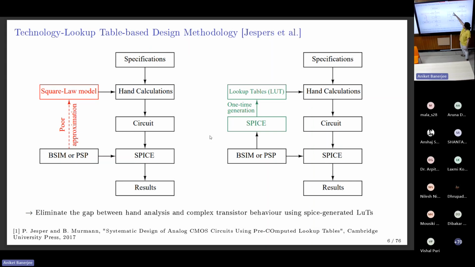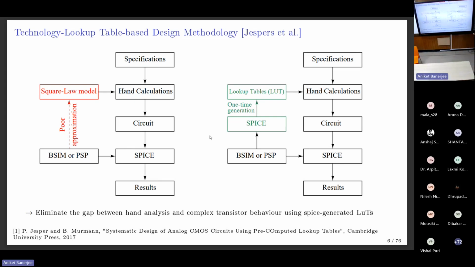So Spice will help you create lookup tables. This one-time generation is what I was talking about. Sit with the transistor first before jumping to a big circuit, analog or RF. So then you have the same thing: hand calculation, circuit, Spice results. And when Professor Manikandan shows the design, you will see how this whole process looks in action.